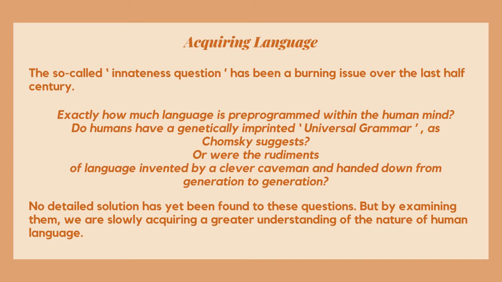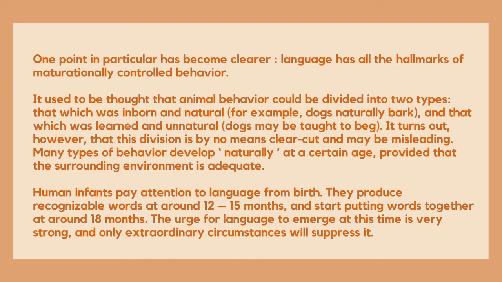The so-called innateness question has been a burning issue over the last half-century. No detailed solution has yet been found to that question, but by examining it, we are slowly acquiring a greater understanding of the nature of human language. One point in particular has become clearer. Language has all the hallmarks of maturationally controlled behavior. It used to be thought that animal behavior could be divided into two types, that which was inborn and natural, and that which was learned and unnatural. It turns out, however, that this division is by no means clear-cut and may be misleading.